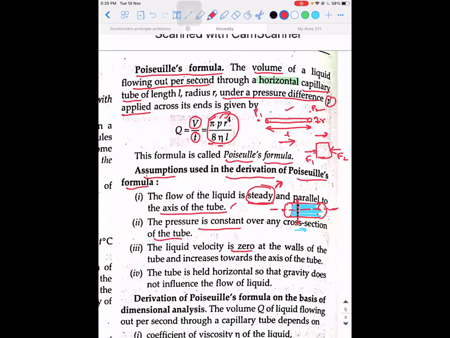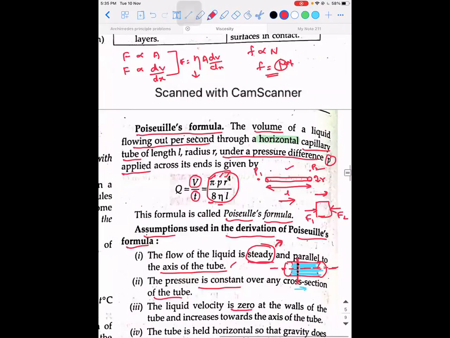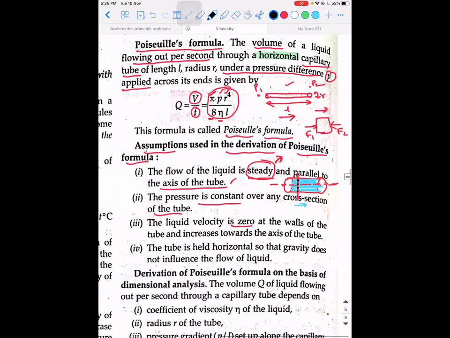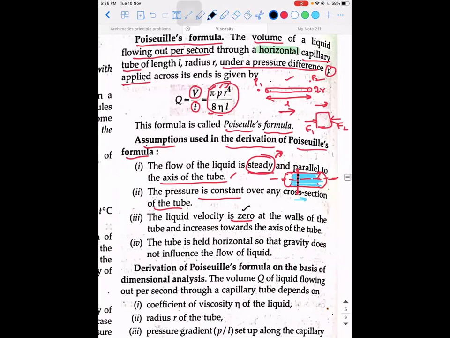So if you take the cross section of a tube, when the tube is circular, you will see this kind of circular part. On this circular part, if you calculate the pressure at any particular point, the pressure at every point on this cross section should be the same. Third, the liquid velocity is 0 at the walls of the tube and increases towards the axis.